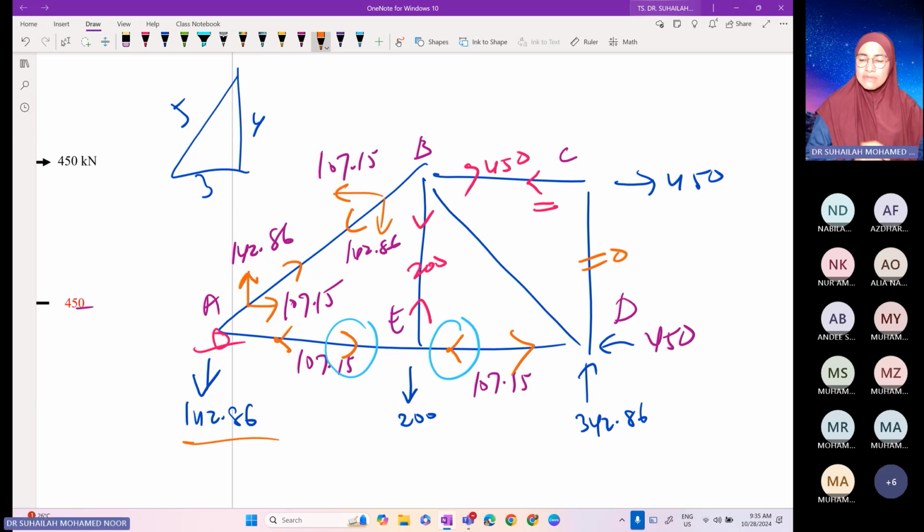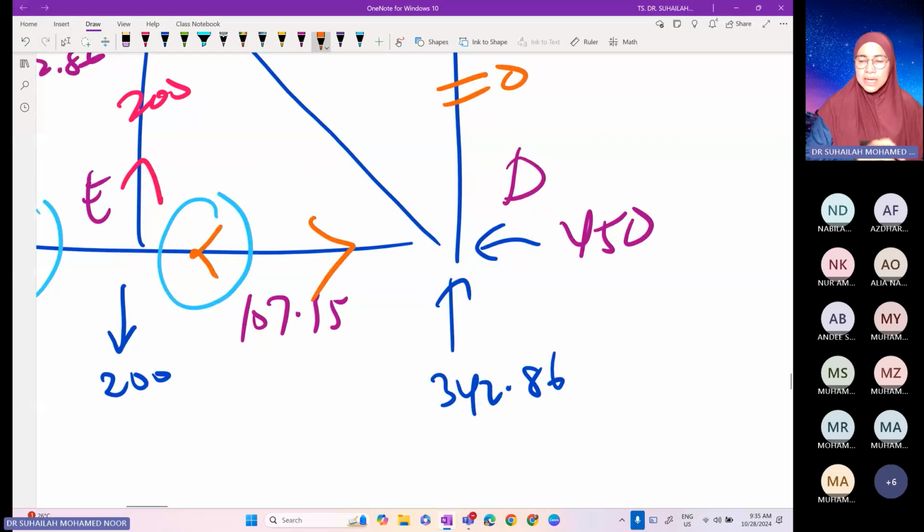Okay, now kita dekat D. A dah settle, E dah settle, C pun dah settle. Now dekat D. B last sekali. Okay, check dekat D. Cuba check dekat D. 450 belum balance lagi. 342 pun belum balance lagi. Tengok dekat D ni, dia kena balancekan. Nak balancekan tu dia dekat incline lah. Dekat incline. So sekarang ni 107.15 dengan 450 ada difference.